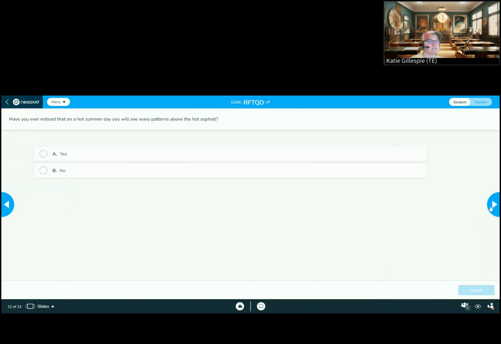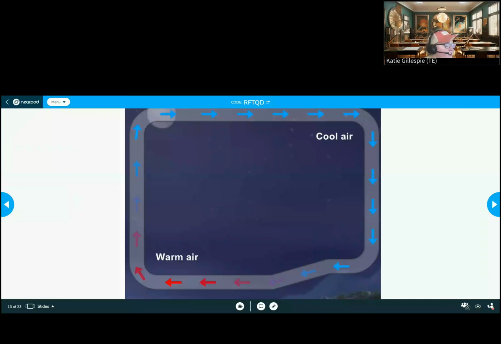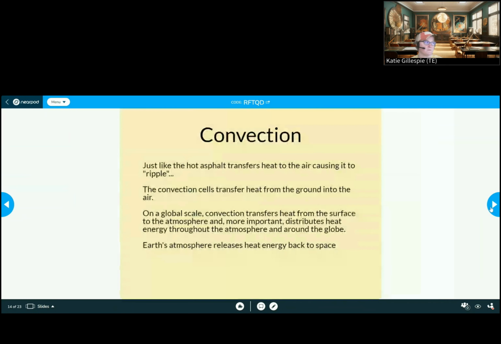If you've noticed that, what you are witnessing is convection, right? The heating and the rising and the cooling and the falling of material that close to the surface. That surface is extremely hot because it's dark and it absorbs that radiation from the sun. And so what you're seeing when you see those little shimmers is that heat being released from the asphalt and coming up into the air. So you're seeing the beginnings of convection there. That ripple again is convection. That's the transfer of heat from the ground to the air.